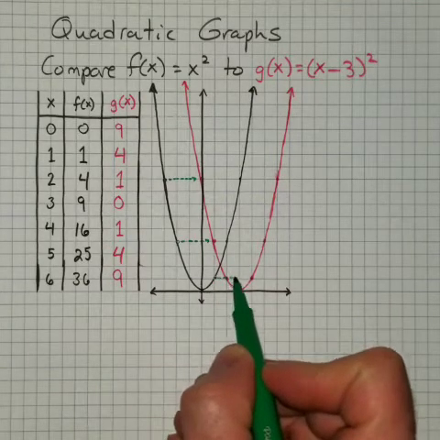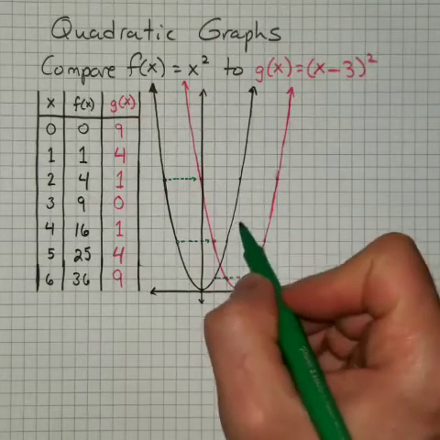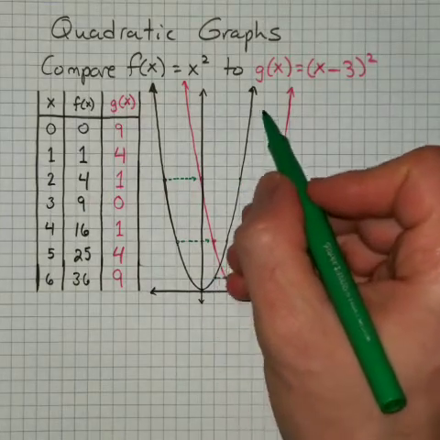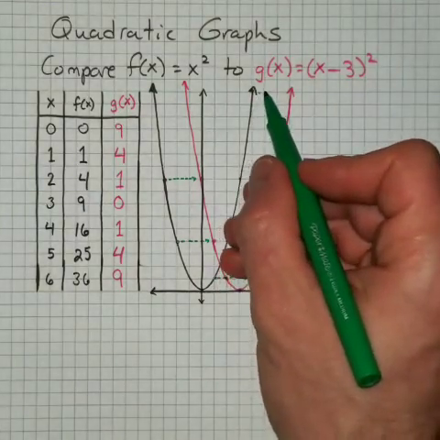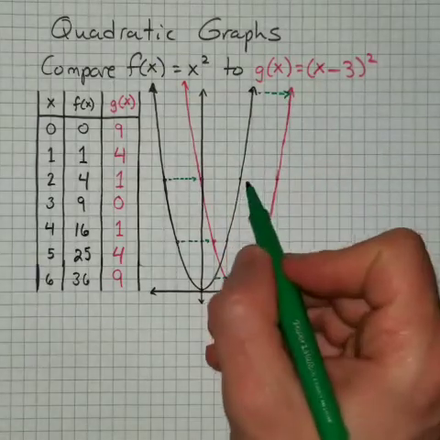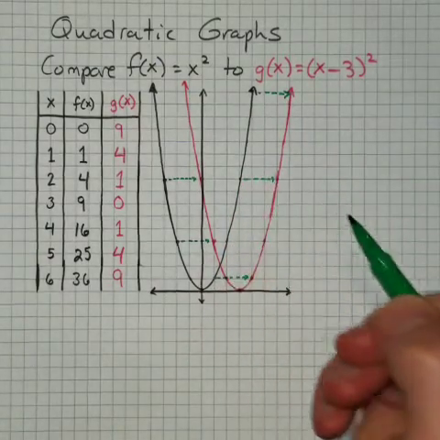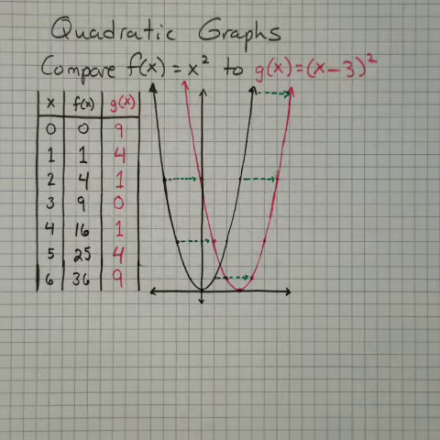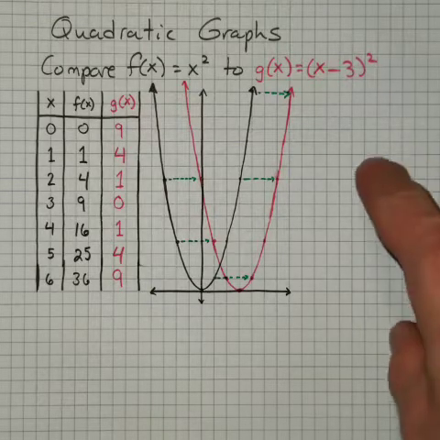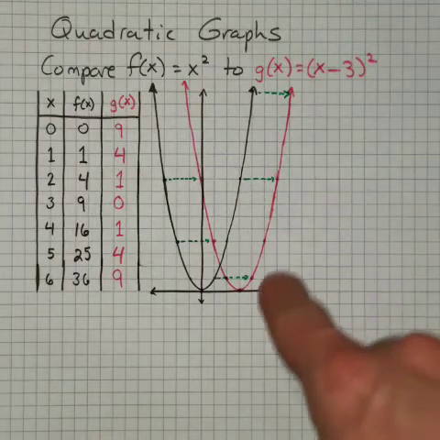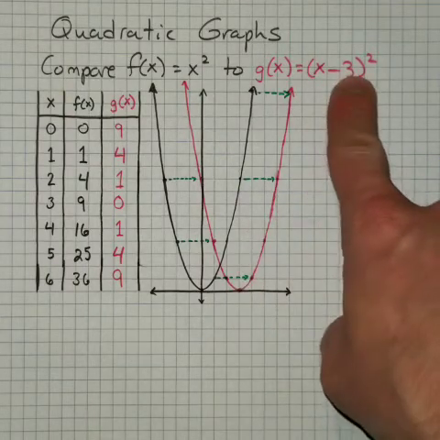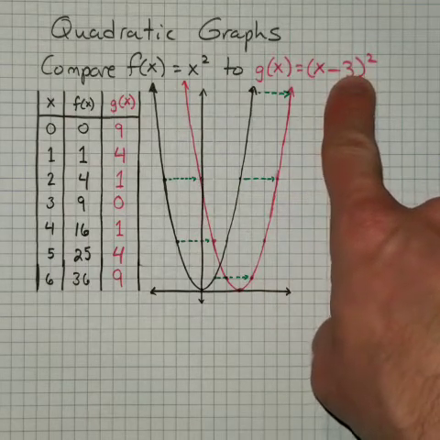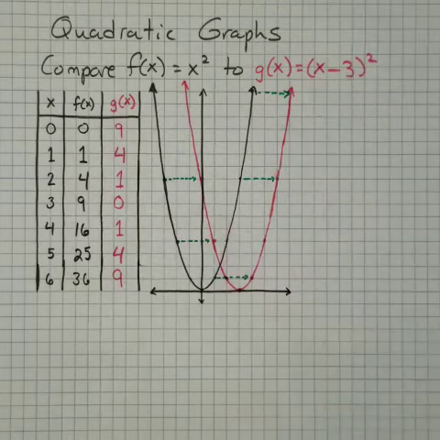This point here moves over 3. This point, let's see, what was the other one up here? 16, that one moved over 3. All of these points are moving over exactly 3 units to the right. So that means what we've done is we've shifted the graph to the right 3 units. Now how do I know 3 other than by the graph? Well, the 3 happens to show up in the g of x equation.